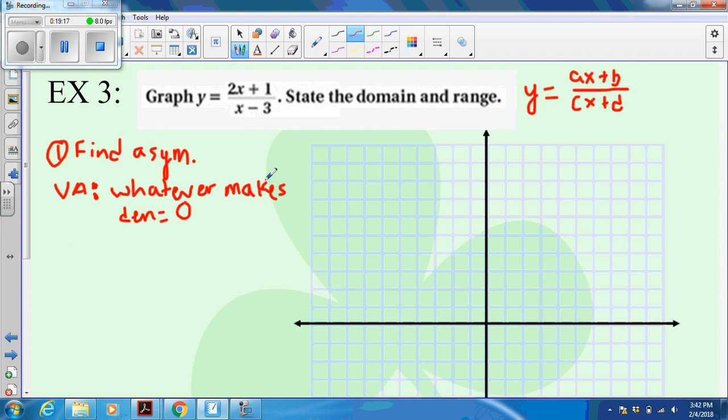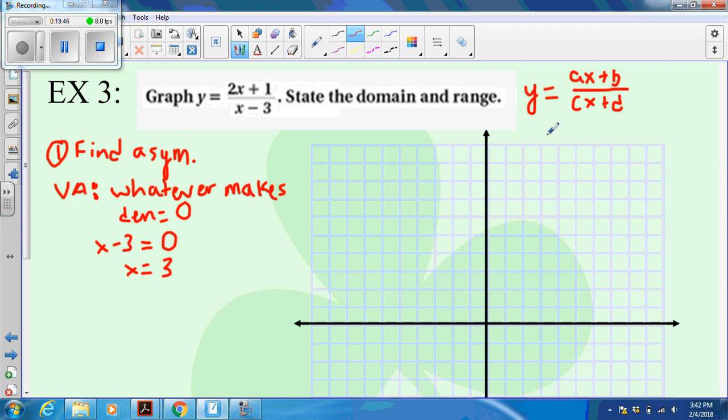So in order to know what makes our denominator 0, we're going to take the x minus 3, which is in our denominator, and set it equal to 0. Because remember, our vertical asymptote is still an equation: x equals a value. So now I'm going to solve here. I'm going to add 3 to both sides, so I get x equals 3. So my vertical asymptote here is going to be at x equals 3.